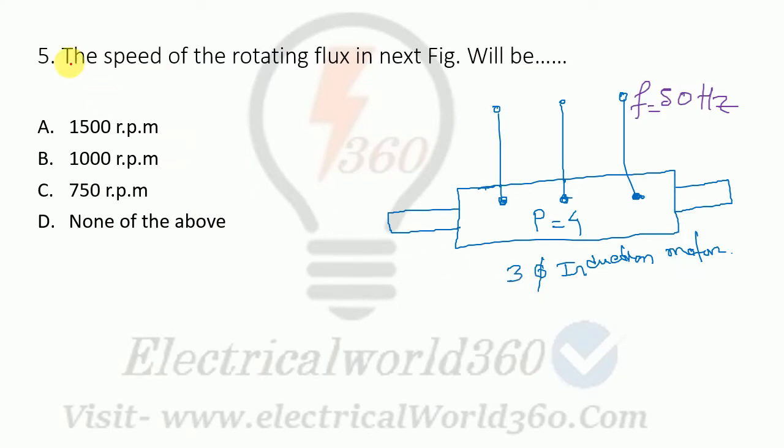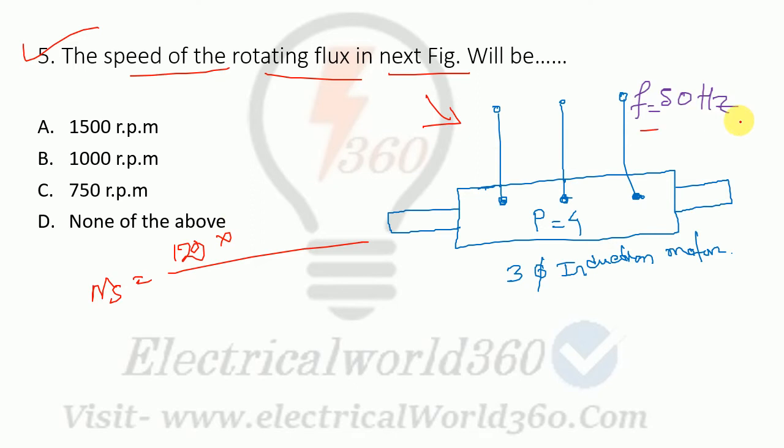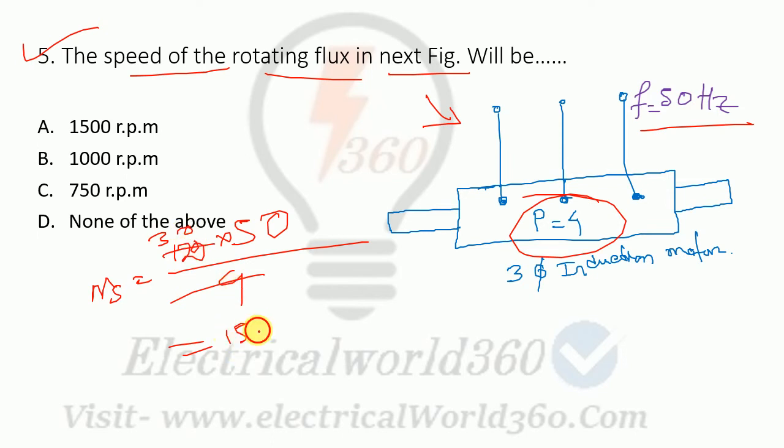This is the question number 5. The speed of the rotating flux in this figure will be what? So the rotating flux, that means Ns, will be 120 F by P. So here the F, frequency is 50 Hz, and the number of poles is, here you can see, 4. So after solving that, we will get 1500 rpm will be the right answer. So here you can see option number A will be the right answer.